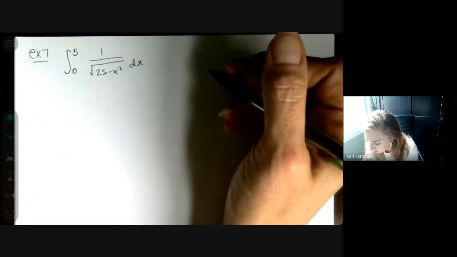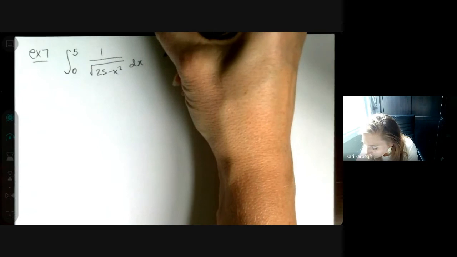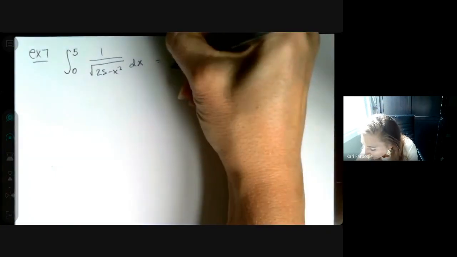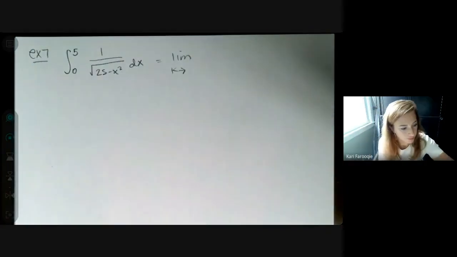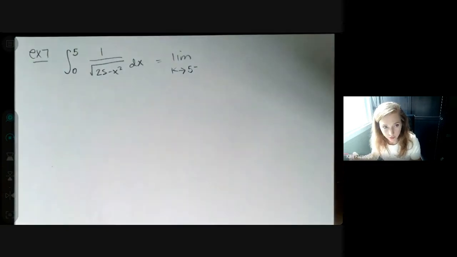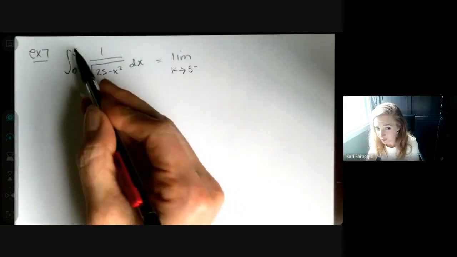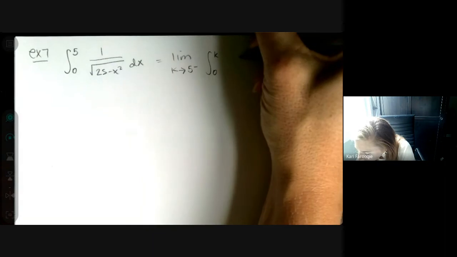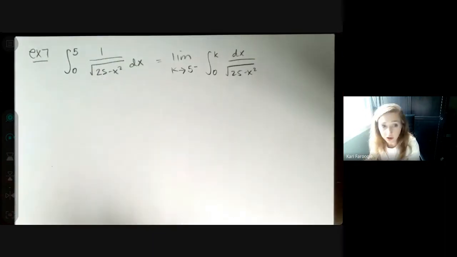And we'll rewrite this using a limit. So we'll say that this is the limit as, and pick your variable. I'm going to go with k for consistency. Let's say this is the limit as k approaches 5 from the left. I have to approach 5 from the left because I'm going from 0 to 5, so I'm only approaching from the left in this case. Of the integral from 0 to k of dx over the square root of 25 minus x squared.